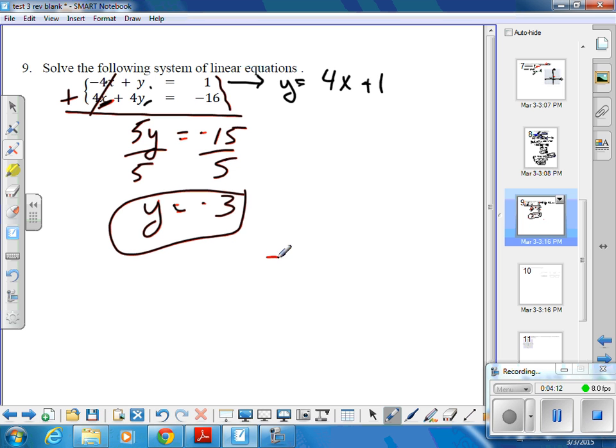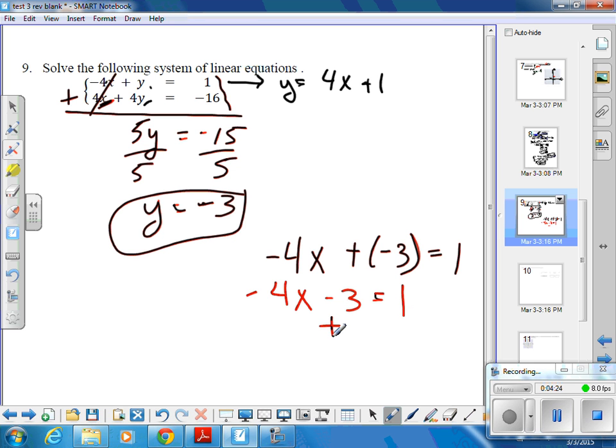So if I'm going to do the first one, I get negative 4x, but I don't know what that is, plus negative 3, I'm just putting it in parentheses to show I'm substituting it in, is equal to 1. Negative 4x minus 3 equals 1. Add my 3 on the other side. And I get negative 4x is equal to 4.